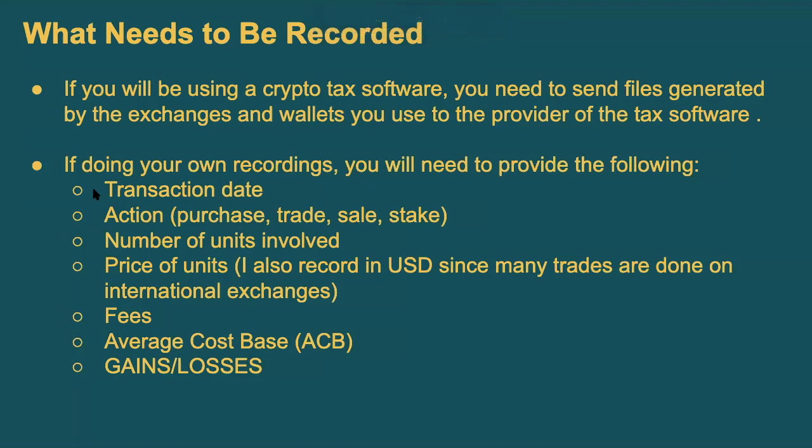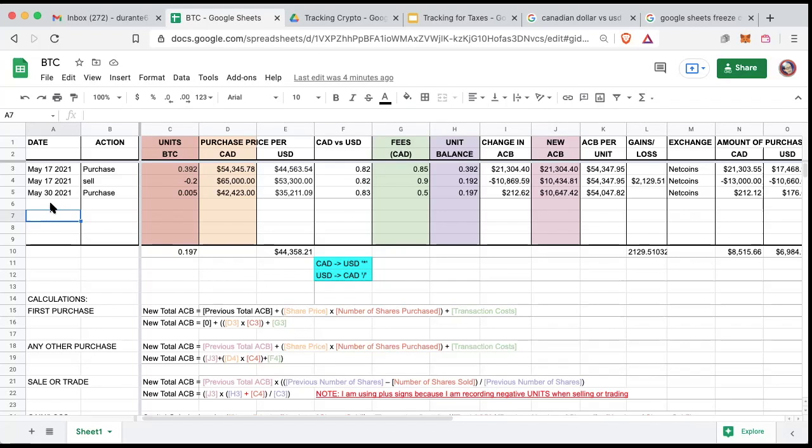Quick review, I need a transaction date, I need the action, I need the number of units, I need the price, any fees, I have to calculate my average cost base, and record any gains or losses. Now what I've done is I've done 3 calculations based on an initial purchase, then a sale, because we would have to calculate a gain or a loss, and then a consecutive purchase once we've done that.